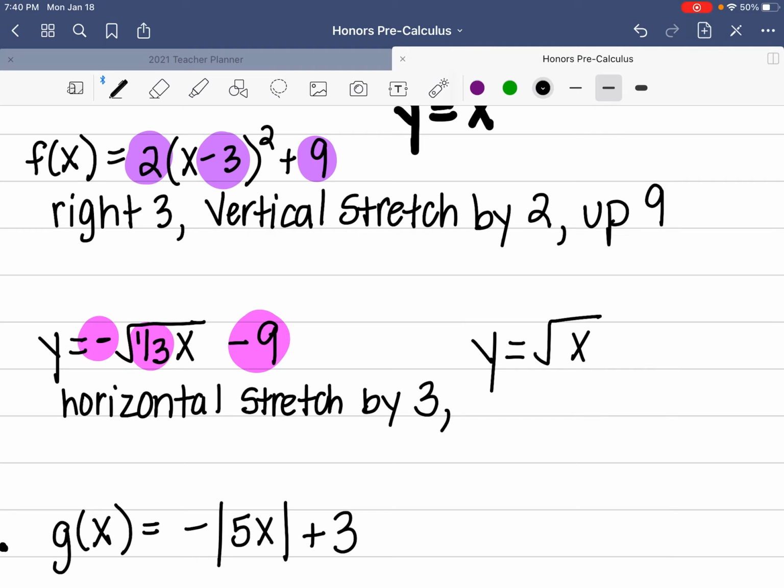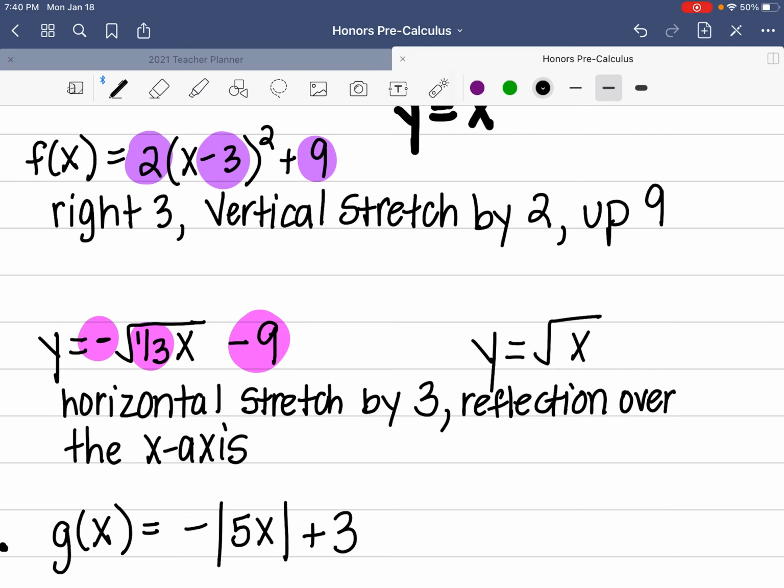All right, so then we go to the front of the function. So in the front of the function, we have that negative. So that's going to be a reflection. And that's going to be a reflection over the x-axis. And then we go to the back. And at the back, we have down 9 units.